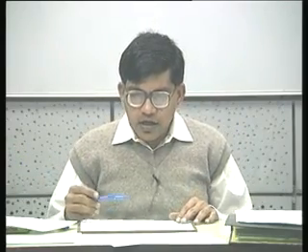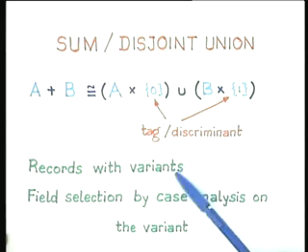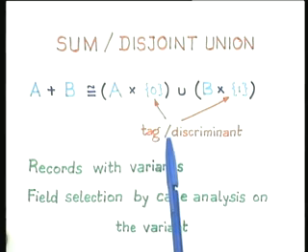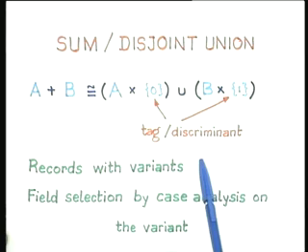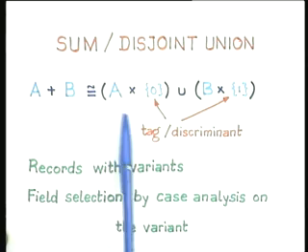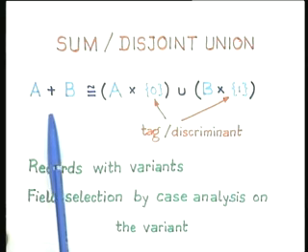So most languages actually have records with variants, with variant fields, and in order to identify individual fields, or rather to take the identity of the individual elements in this coproduct A plus B, they use this tag and the operations that come with the appropriate tag. So you do a case analysis on the variant.